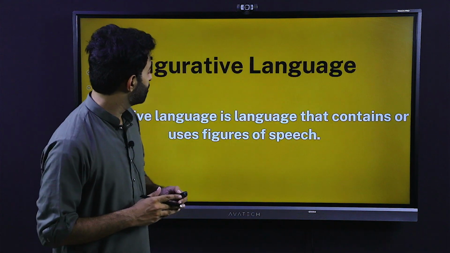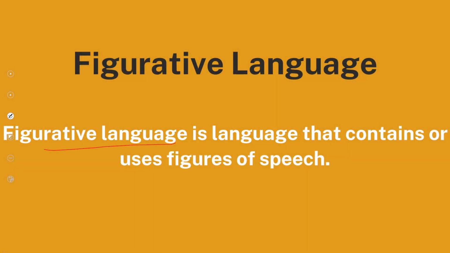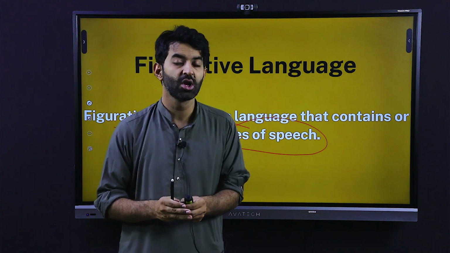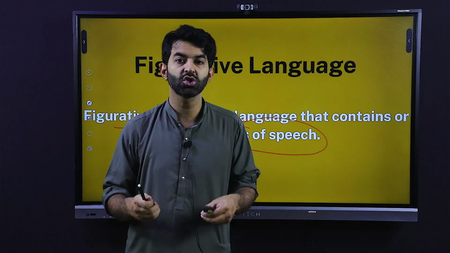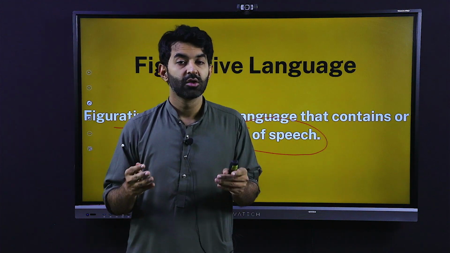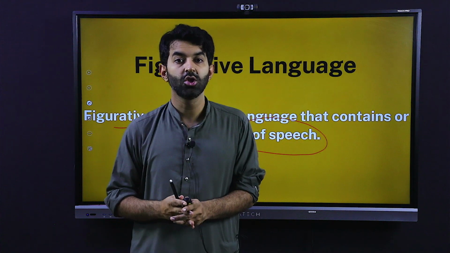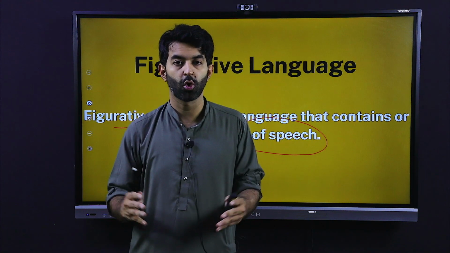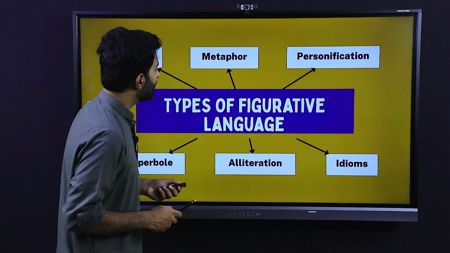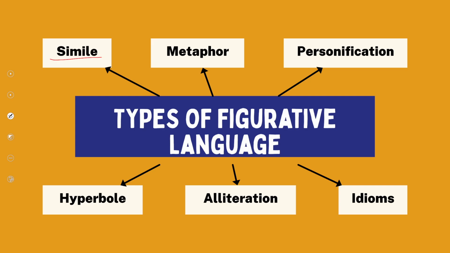Now let's see what makes a figurative language. A figurative language is language that uses figures of speech. So in any text or in any poem, if you see figures of speech like simile, metaphor, personification, alliteration, etc., you can say that figurative language has been used in this poem or in this prose. Figurative language includes simile, metaphor, personification, alliteration, idioms, hyperbole, and there are so many more.